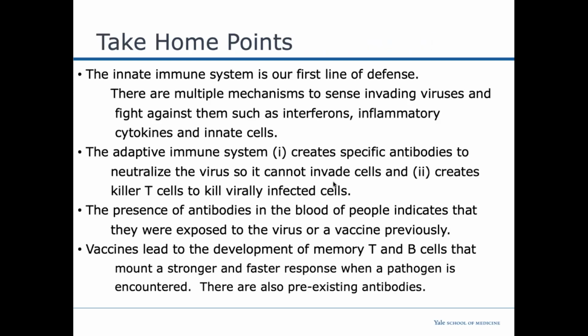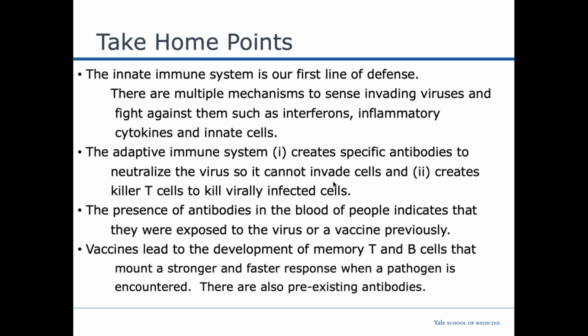So a couple of take-home points. The innate immune system is our first line of defense. There are multiple mechanisms to sense invading viruses and to fight against them, such as interferon, inflammatory cytokines, and innate cells. In the adaptive immune system, we have the creation of specific antibodies to neutralize viruses so they can't invade cells, and we also can create killer T cells to kill virally infected cells.